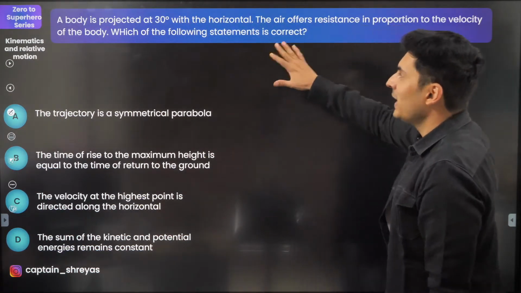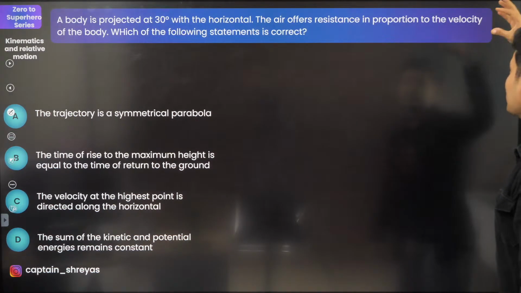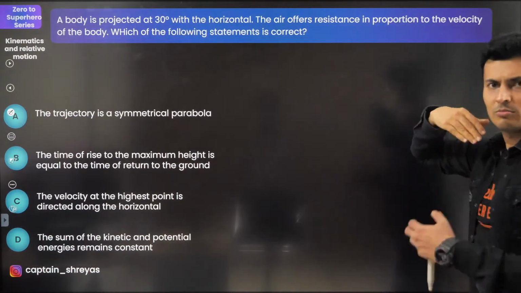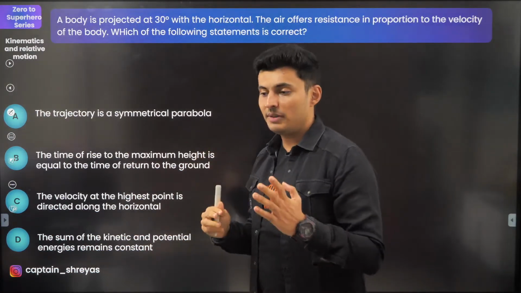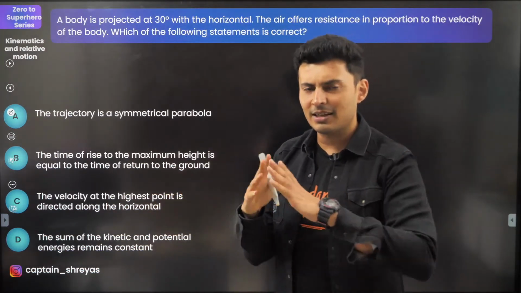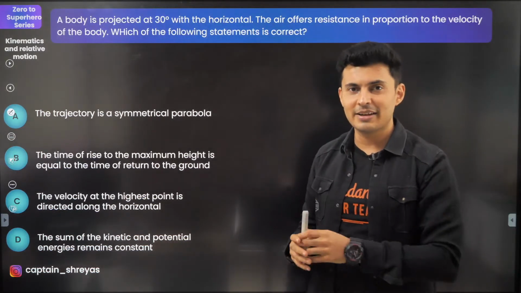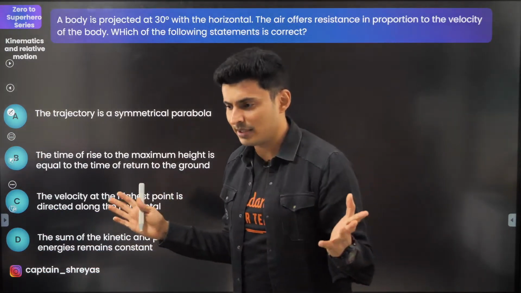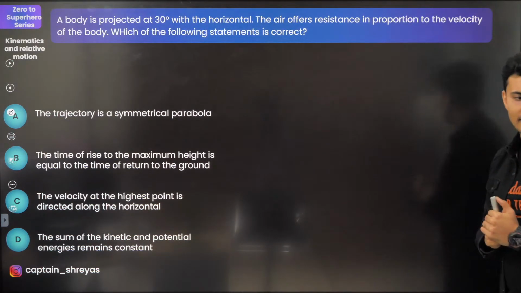Okay. A body is projected at 30 degrees with the horizontal. The air offers resistance and it is proportional to the speed. So resistance is proportional. Which of the following is correct? Usually we do not have air resistance, and we see that things are very simple. Time to go up, time to go down, parabola is symmetric. Everything is very simple. But what happens the moment you see that there is air resistance?